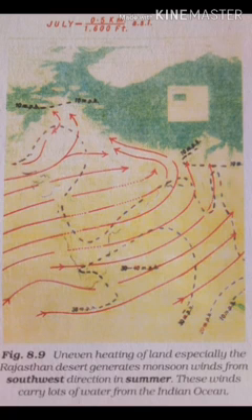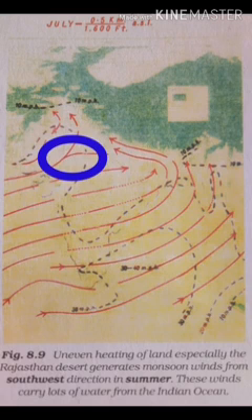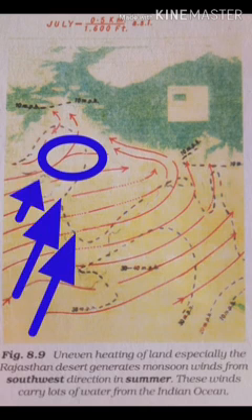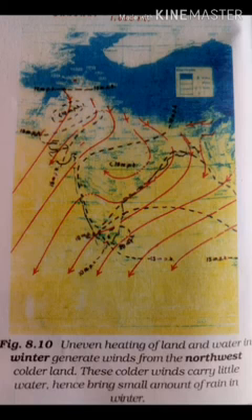The picture that you see here shows the uneven heating of land, especially the Rajasthan part gets heated, and it generates monsoon winds from the southwest direction during the summer season. These winds carry a lot of water from the Indian Ocean.